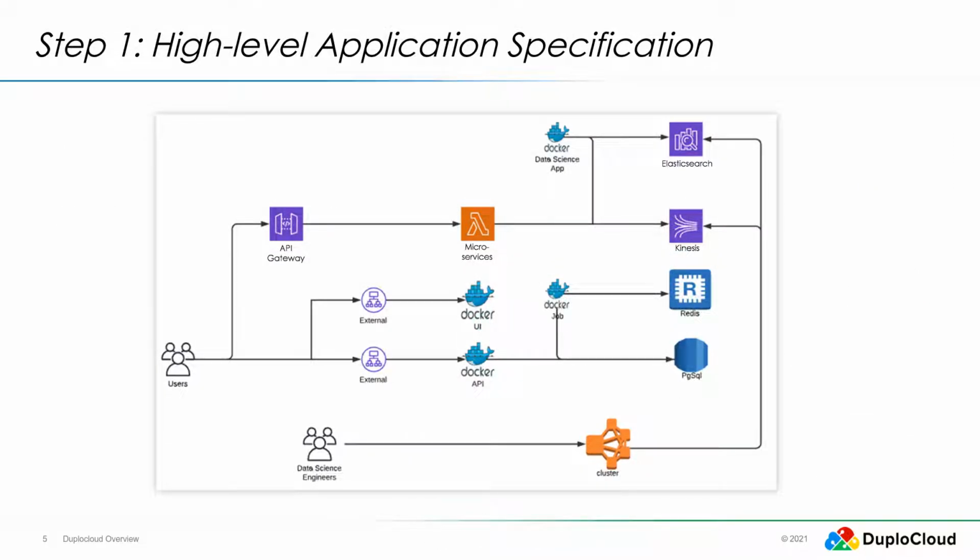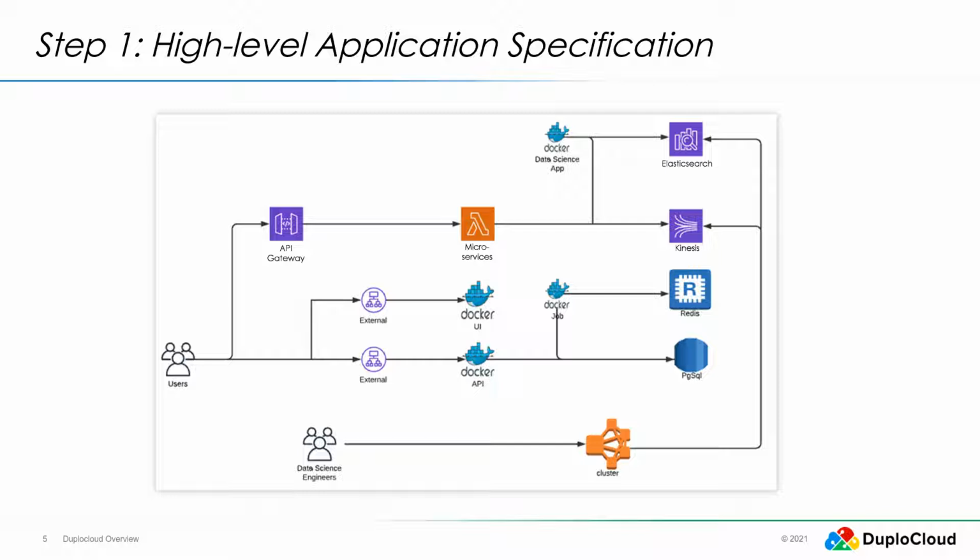So how do they really start? They would generally start with a high-level application specification, where an engineering team would say, I have a set of Docker containers that need to run on EKS or ECS. Maybe I have a set of Lambda functions that need to be exposed via an API gateway. Then I have a set of data stores, for example, Redis, PostgreSQL, Kinesis. And then I may be using Elasticsearch. Maybe I have a data science team that is using Spark clusters and so on.